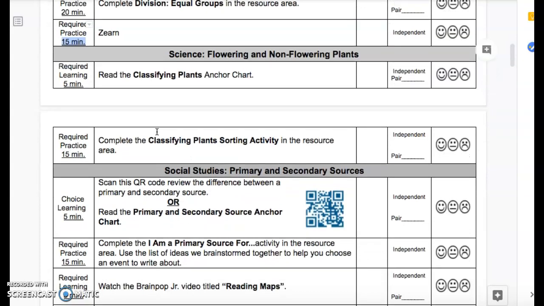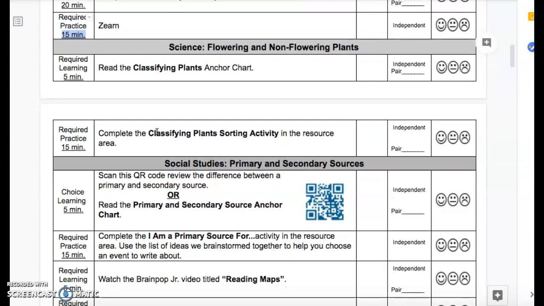We have the science section, flowering and non-flowering plants. Last week we talked about the parts of a plant. Now we're going to go into the different types of plants. We have a required learning. That means you need to do it first. Read the classifying plants anchor chart around the room in your classroom. And then the practice that goes along with that learning is called classifying plant sorting activity, and you're going to find that in the resource area.